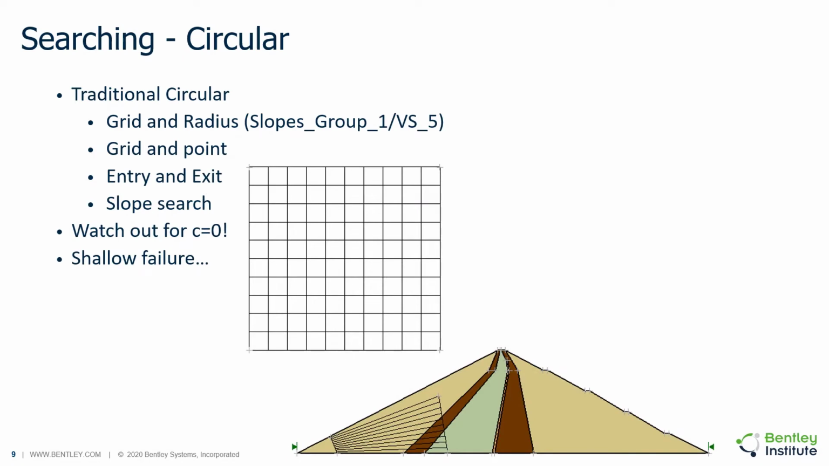Traditional circular searching methods include the grid and radius method, the grid and point method, entry and exit, and slope search. All of these methods can be robust. However, the user should be aware of searching for boundary cases at the edge of the searching limits. The search zone may have to be expanded to include all the possibilities.